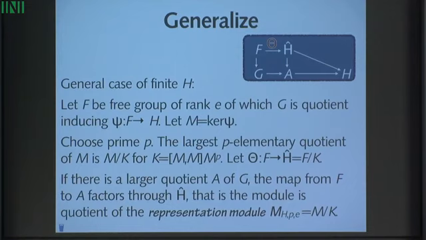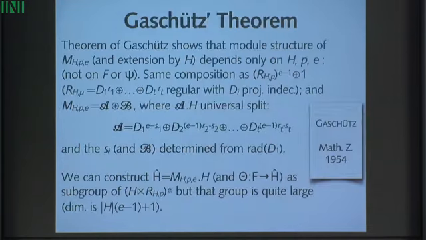So the module I put underneath is the quotient of what is sometimes called the representation module, M, which depends on the factor, the prime, and the number of generators. This is this M modulo K. And here I have the number of generators which goes in implicitly. Okay, so what can we tell about this representation module? Luckily, there is a paper by Gaschütz, which is already quite old. It's from 1954, where he describes the structure of this module and the structure of the extension by H basically in full detail.